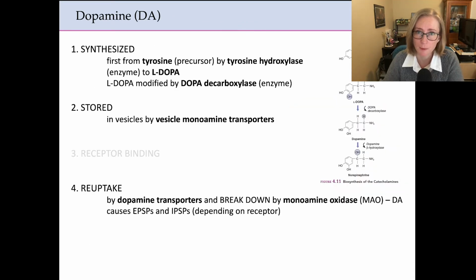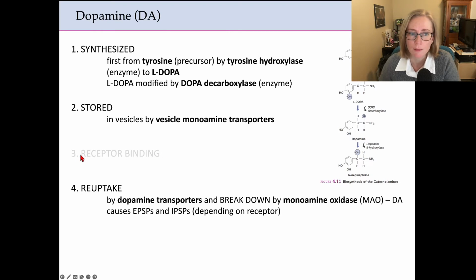Okay, synthesis pathway. So remember there are 4 stages. How is it first made? How is it stored and released? Receptor binding. We're not going to worry about receptor binding because there are usually a lot of nuances when it comes to receptors. We don't have just one dopamine receptor, we have multiple dopamine receptors, but for this class, I'm not going to ask you to remember those. So that's why 3 is grayed out. And then 4th, reuptake, either recycling or destruction, right?